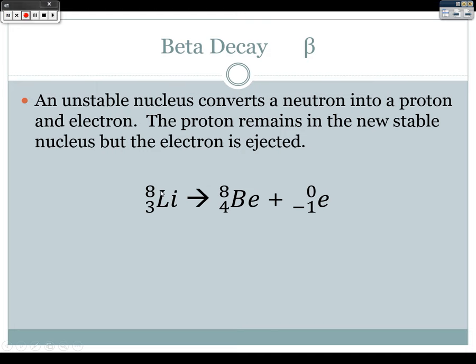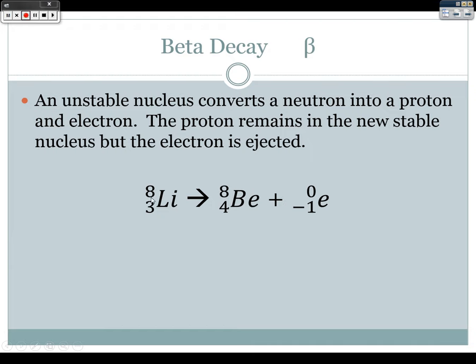So now we're taking lithium, which has 8 protons and neutrons, 3 of those being protons, and we're making one of those neutrons, so one of these 8 is going to become a proton and an electron. So 8 is going to stay the same, but 3 is going to go up by 1 because we're going to create a proton, making 8 and 4.